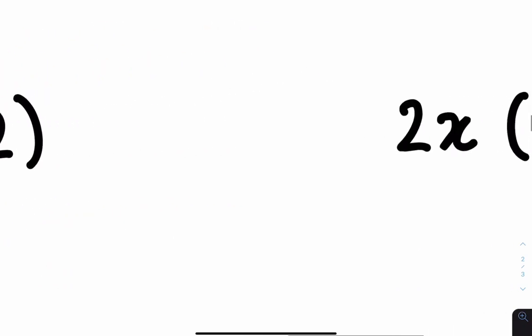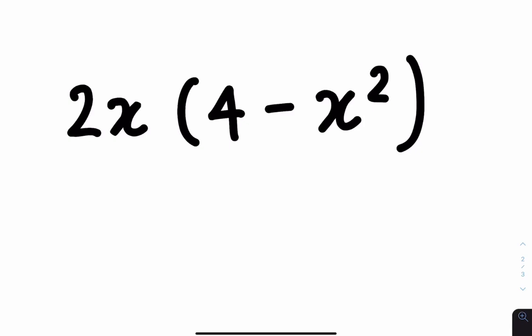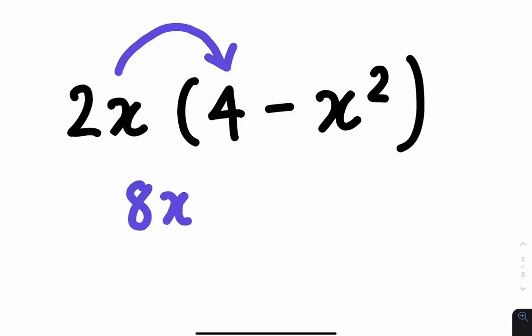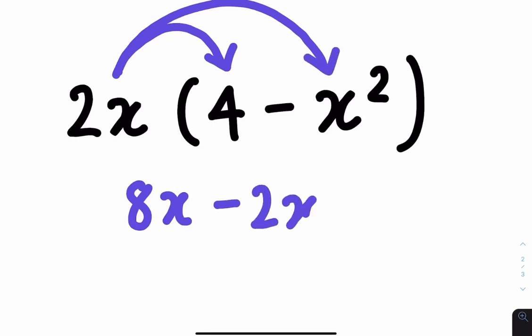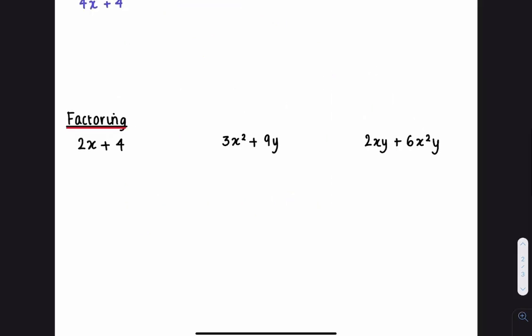The final example. Here we have 2x, open bracket, 4 minus x squared. So I'm going to do 2x multiplied by 4, which gives me 8x. And then I'm going to do 2x multiplied by minus x squared, which will give me minus 2x cubed. And now for factoring.